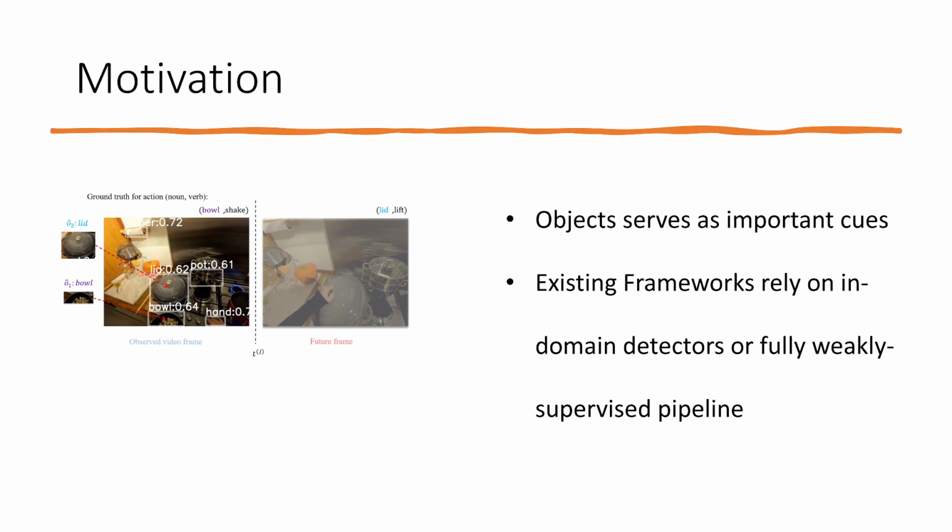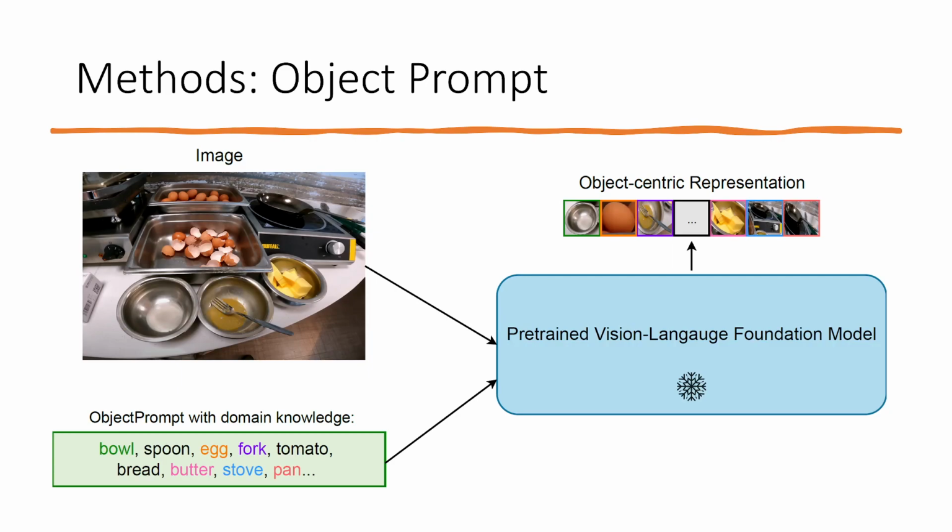We also know that existing object-based video representation frameworks either assume the existence of an in-domain supervised object detector or follow a fully weakly supervised pipeline to infer object location from action labels. So we propose to build object-centric video representation by leveraging a visual language pretrained model.